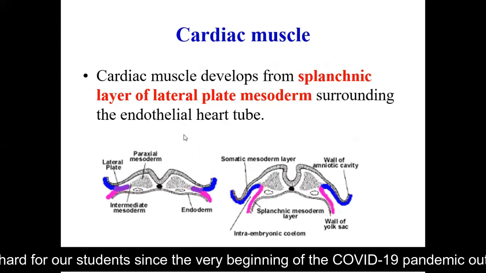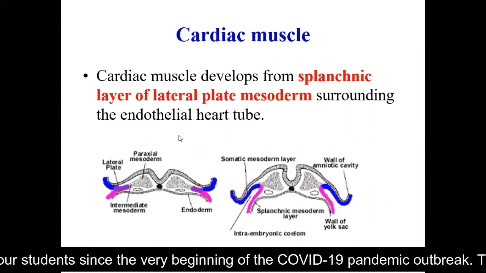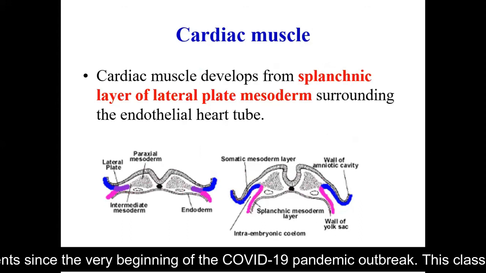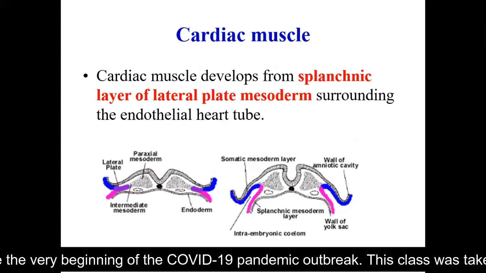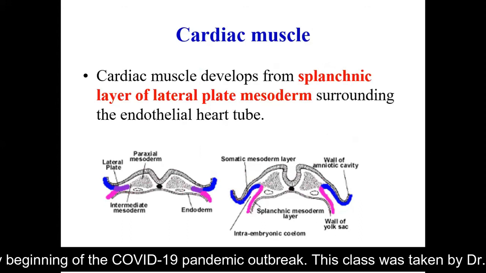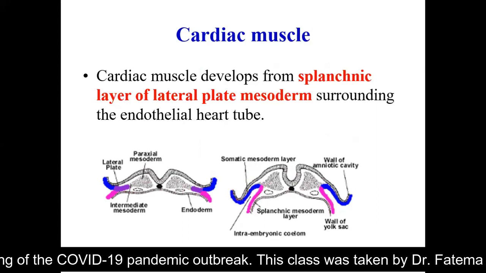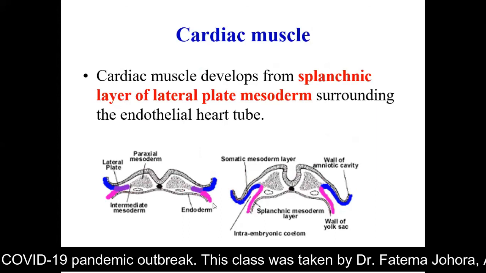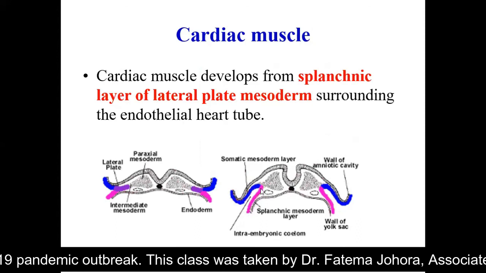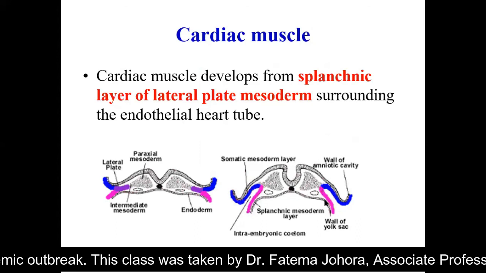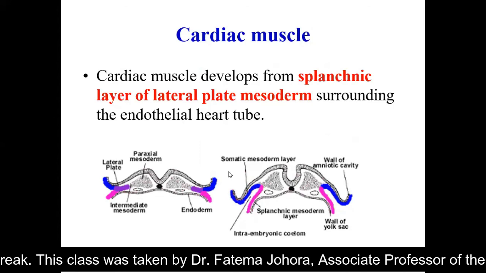Next is the cardiac muscle source. Cardiac muscle, that is the myocardium, develops from the splanchnic layer of lateral plate mesoderm surrounding the endothelial heart tube. This pink area is the splanchnic mesoderm. It will give rise to the myocardium.